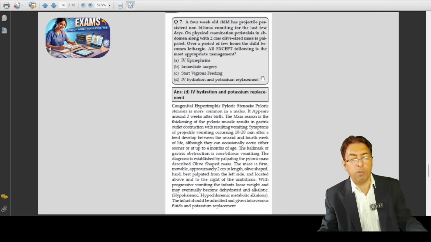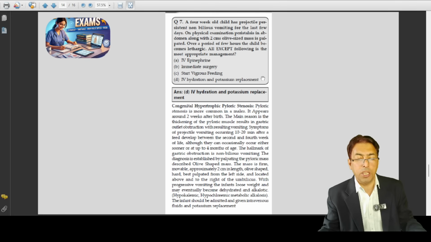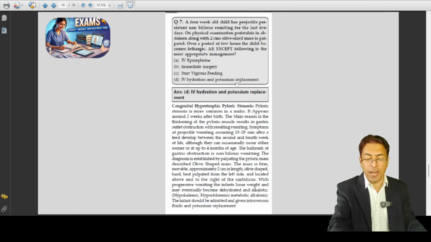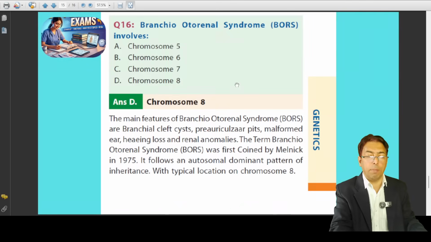You know, congenital hypertrophic pyloric stenosis is a clinical entity, and patients present with vomiting, and there is hypokalemia, they present with dehydration. There is this olive-shaped mass, along with peristalsis, and immediately you have to respond to the hypokalemic situation. This is one clinical condition which causes hypokalemic, hypochloremic metabolic alkalosis, and you have to give intravenous hydration as soon as possible with potassium replacement. Otherwise, the child will land in trouble. So the first important step would be not epinephrine, not surgery, not vigorous feeding. It is to maintain balance, IV hydration and potassium replacement in case of congenital hypertrophic pyloric stenosis.